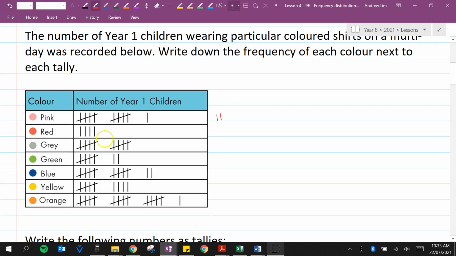Red, we've got 4. Grey, we've got 5 plus 5, that's 10. Green is 7. Blue is 12. Yellow is 9. And orange is 16. 5, 10, 15, 16. So each of these blocks, whenever there's a line through it, it represents 5. So 5 plus 5 plus 1 is 11.